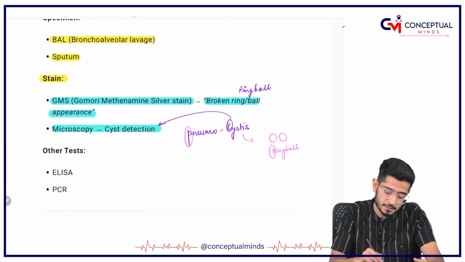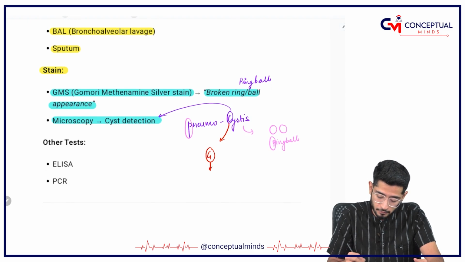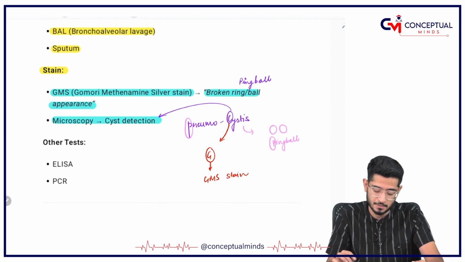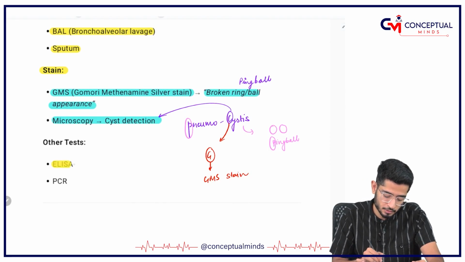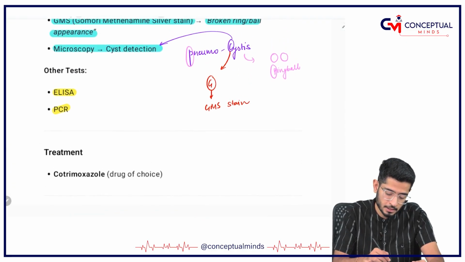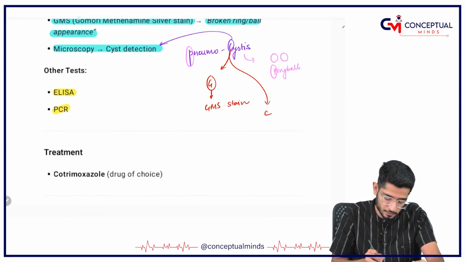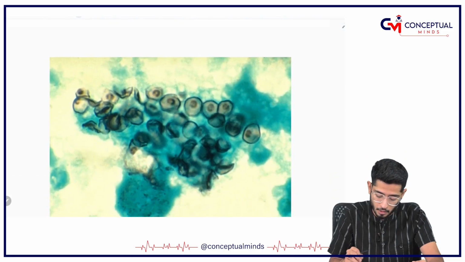And one important thing is cyst. So C and G look alike. So G for the GMS stain, which you are going to use. Which stain? GMS stain. Of course, the other tests are going to be ELISA and PCR, right? And the treatment, again, is with the C only. So C for cotrimoxazole. Cotrimoxazole is the drug of choice.